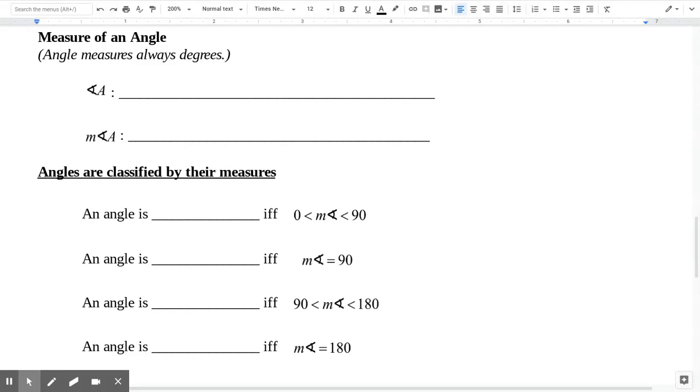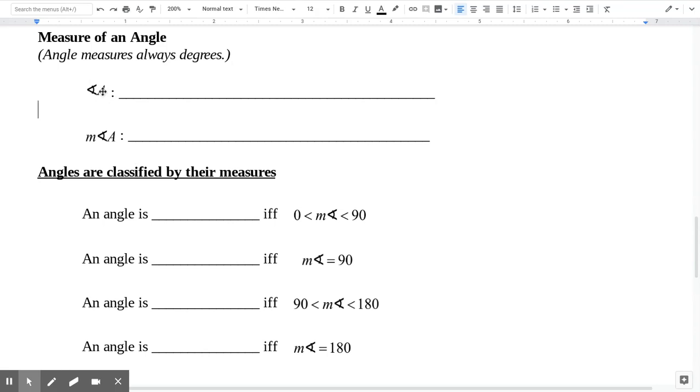In this video, we will look at the measures of angles and how to classify these angles. To start off with our symbol here, this is the angle symbol we will see typed most often. Again, it looks like a less than sign with an arc going through this. So this would be angle A.